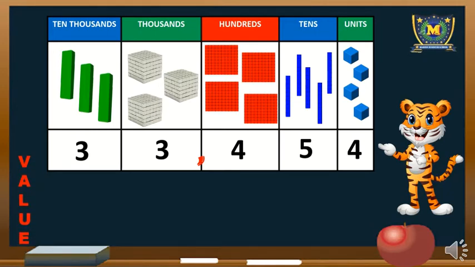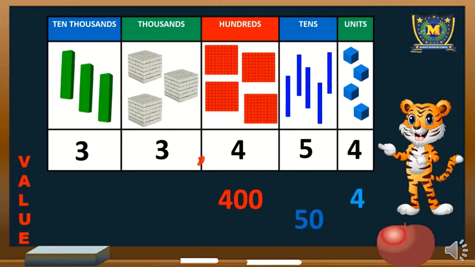Now let's start on the units place. Since we have here 4 units, the value for 4 units is 4. And for 5 rods in the tens place, the value for 5 rods is 50, since 1 rod is equal to 10, so we simply add 10 5 times. And for the hundreds place, we have here 4 flats, and the value for 4 flats is 400, since 1 flat is equal to 100. We simply add 100 4 times, so it becomes 400.